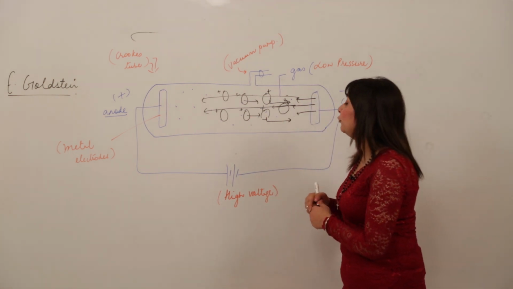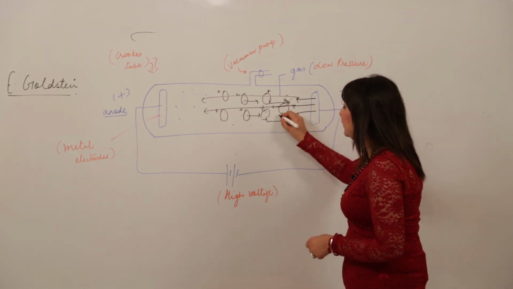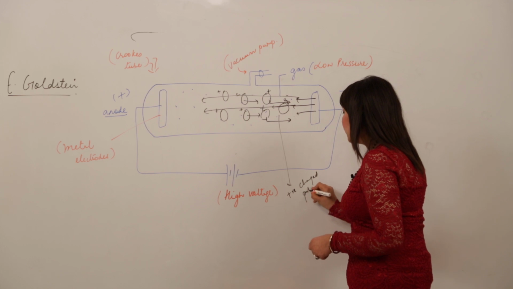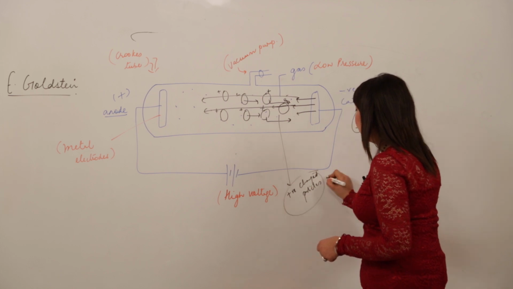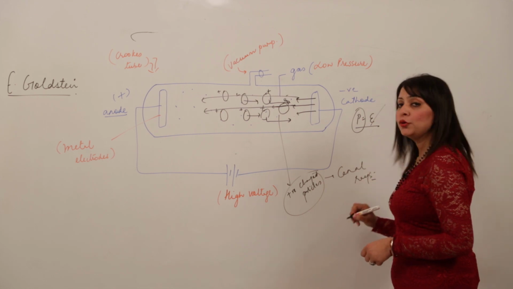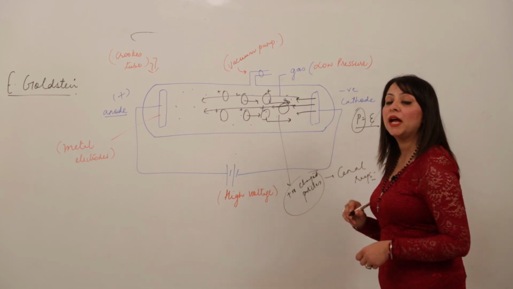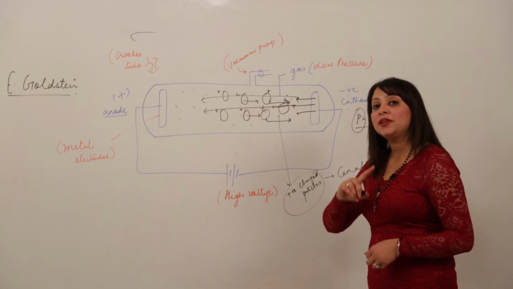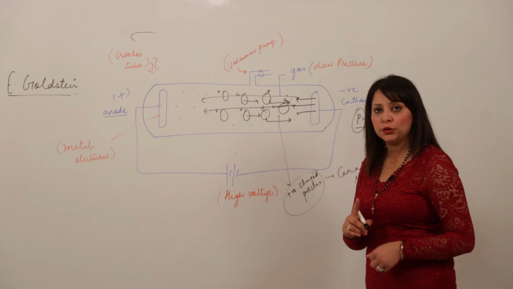That means they will form a stream of positively charged particles. This stream of positively charged particles is called canal rays. It will be wrong to call them anode rays because they are not emitted from the anode. Keep in mind, they are emitted just after the ionization of the gas caused by the cathode rays.